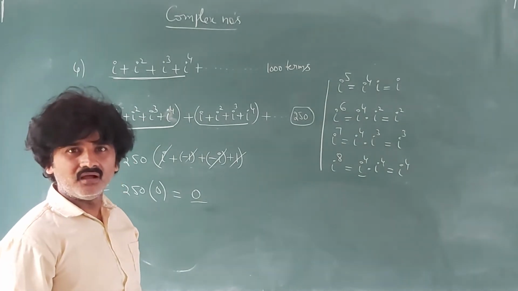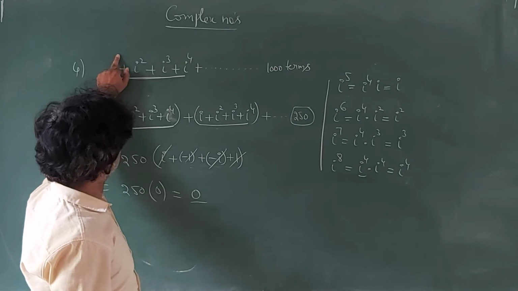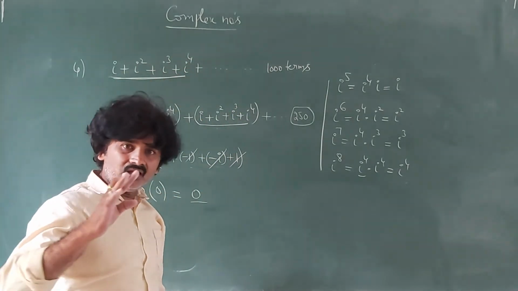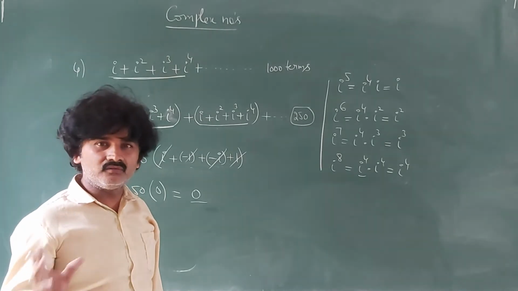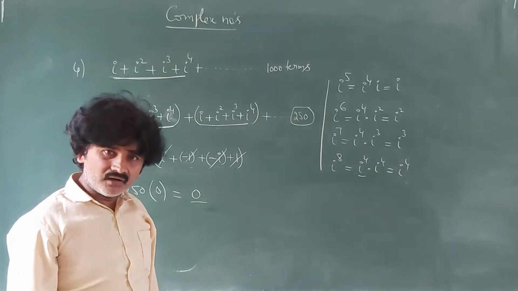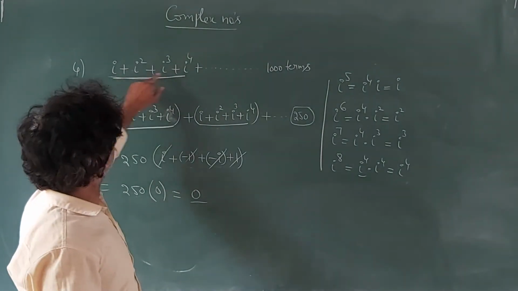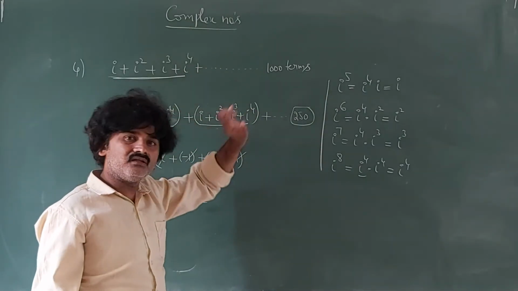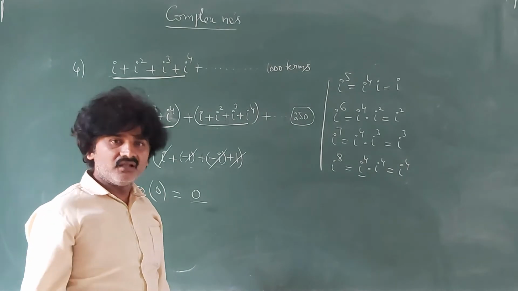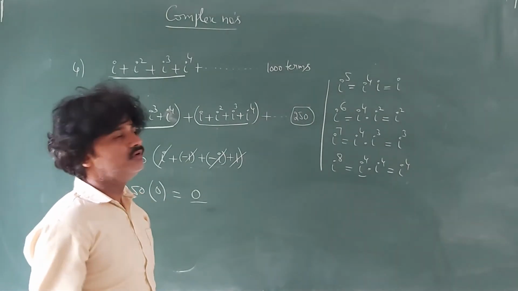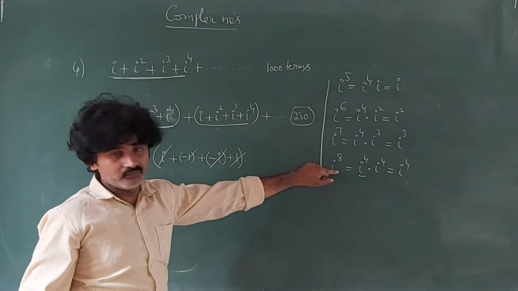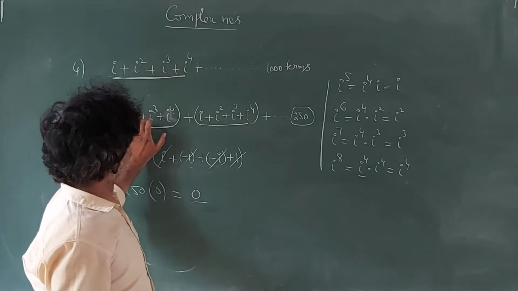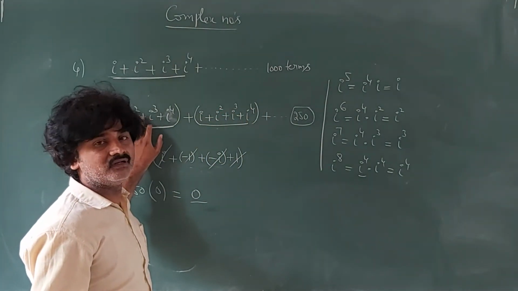Understood? Like this, i power 1, i power 2, i power 3, up to i power 1000, we have to add all those 1000 terms. What I am saying is, if you add only the first 4 terms, how much are you getting? The next 4 terms will also have the same value, the next 4 also the same value. Like this, 4 terms will repeat 250 times.